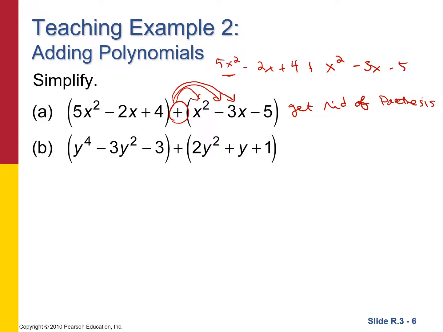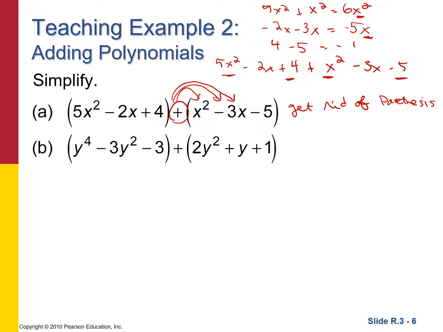5x squared plus x squared. So I'm going to write these up top here. 5x squared plus x squared is equal to 6x squared. Minus 2x minus 3x is equal to minus 2 minus 3 is minus 5x. Notice your variables are staying the same, and then plus 4 minus 5. So this is plus 4 minus 5, and that gives us minus 1.